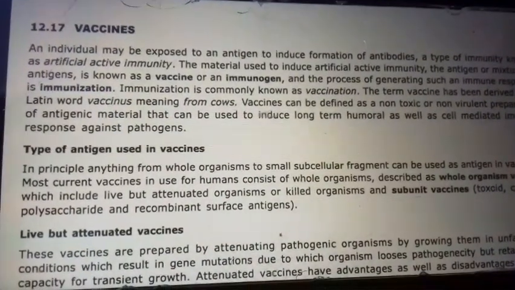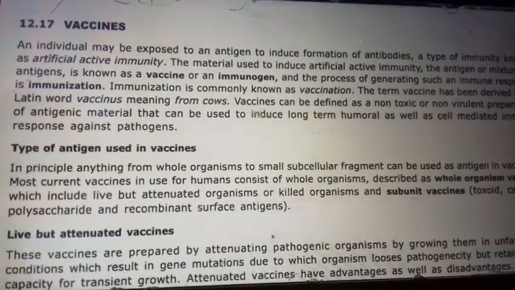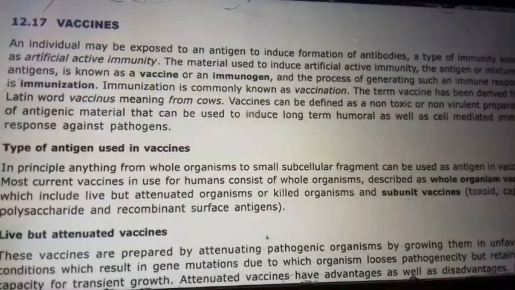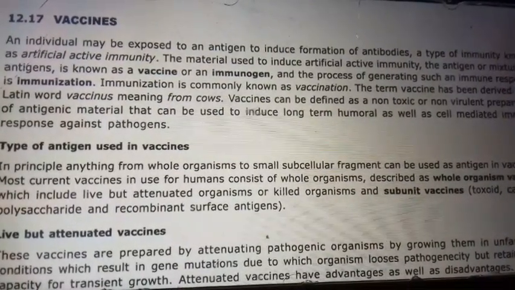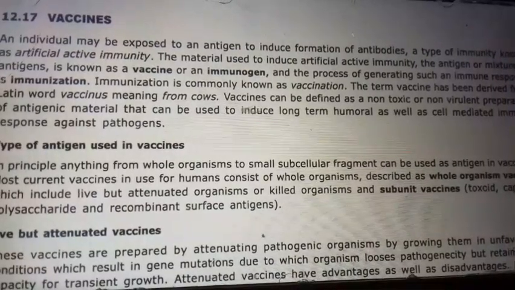Today we will learn about vaccines. An individual is exposed to an antigen, a foreign substance which may be a virus or bacteria, to induce the formation of antibodies. Antibodies are proteins produced against the antigen that protect the body.